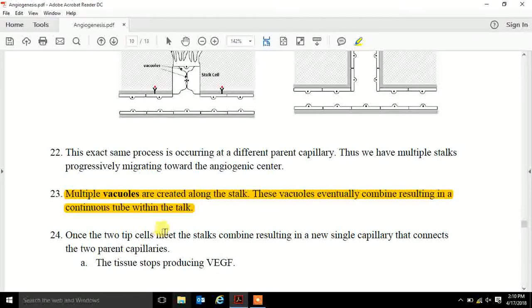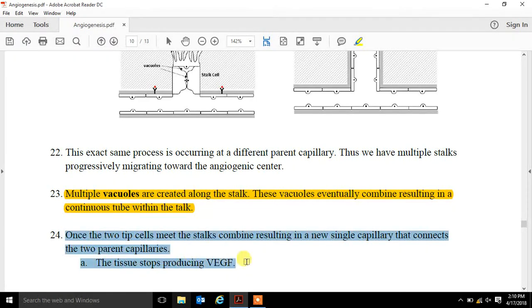Once the two tip cells meet, their stalks combine, resulting in a new capillary that connects the two parent capillaries. Because now we've gone through this entire process, the angiogenic center is no longer producing the growth factor, and the whole process can shut down.